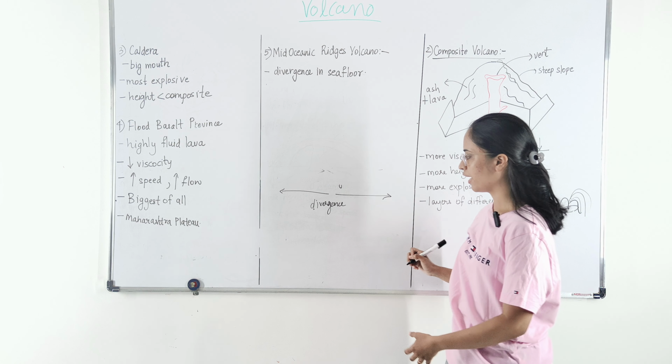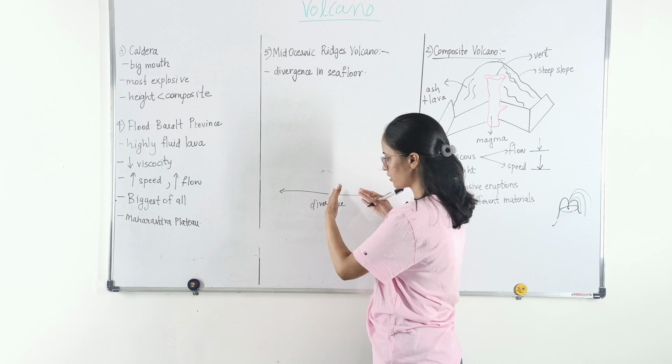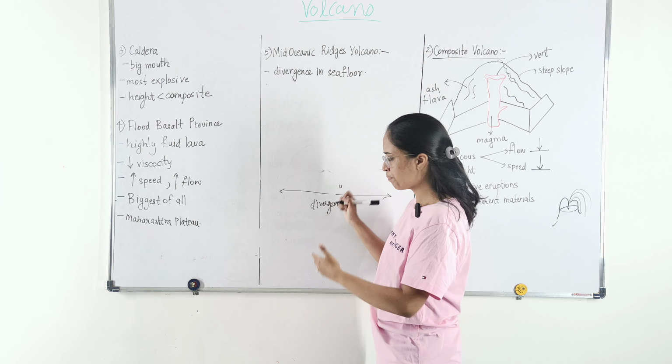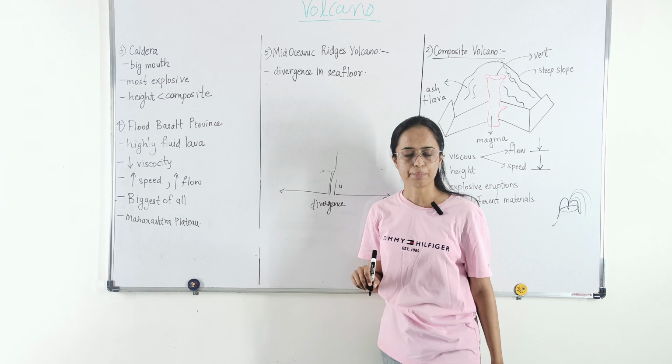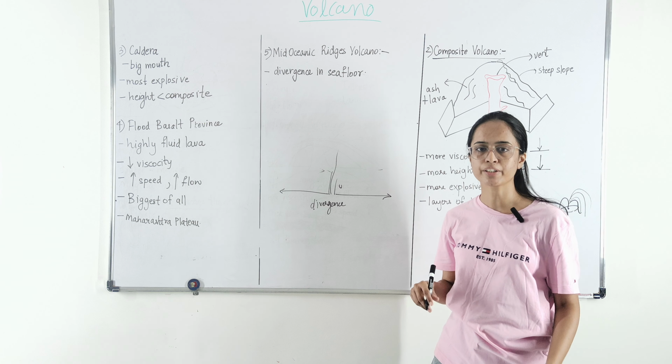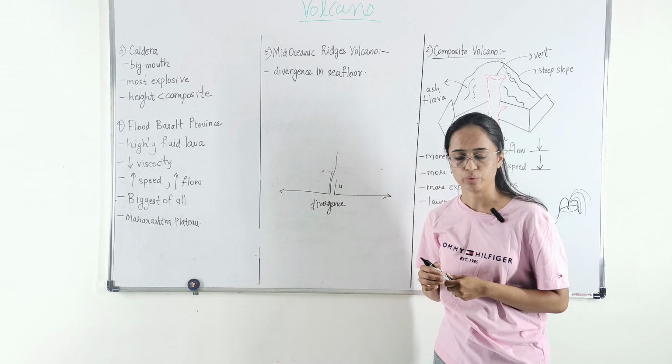इस case में क्या होता है? That the oceanic floor is been torn apart due to divergence. यहाँ पे एक vault create होता है. Eventually a vent has been created and then the volcanic eruption takes place through this vent, giving rise to something called as mid-oceanic ridges volcano.